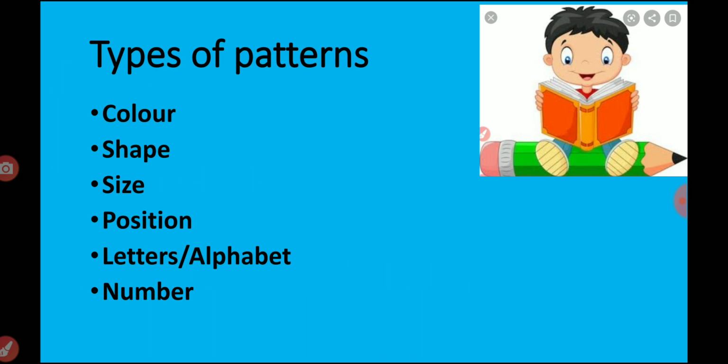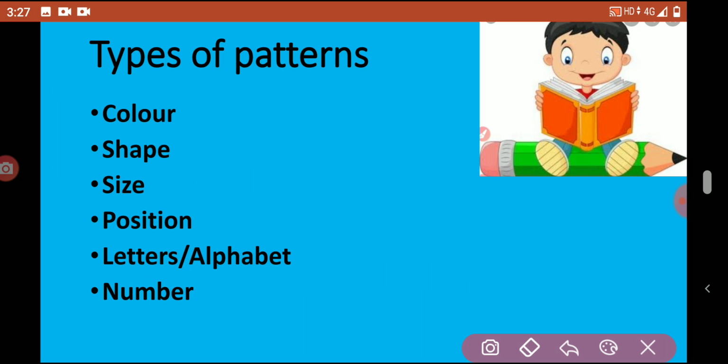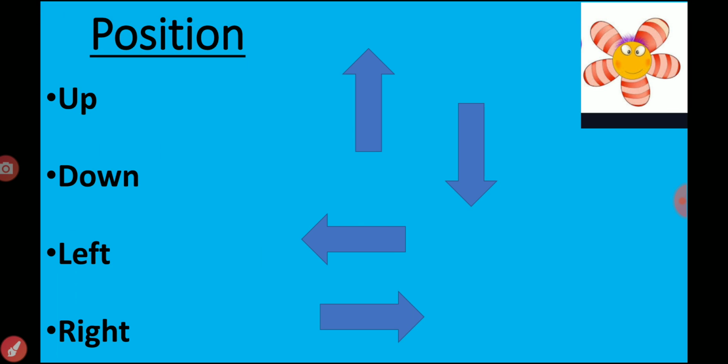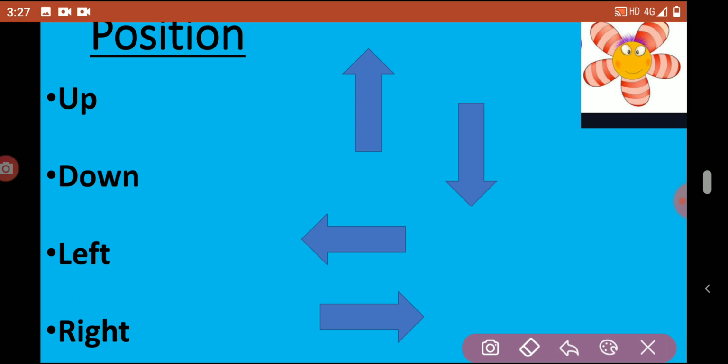In the previous video we already learned about a few types of patterns. Today we will take position and letters patterns. Let's start with position. In the position pattern we generally use these positions: up, down, left, right.